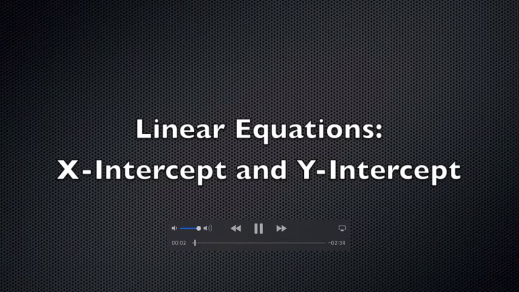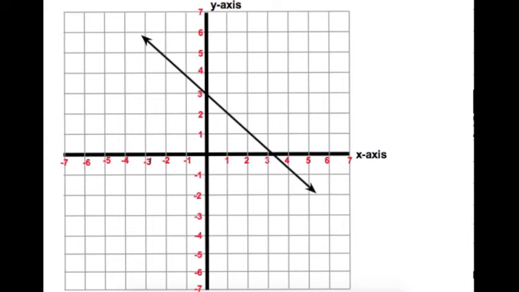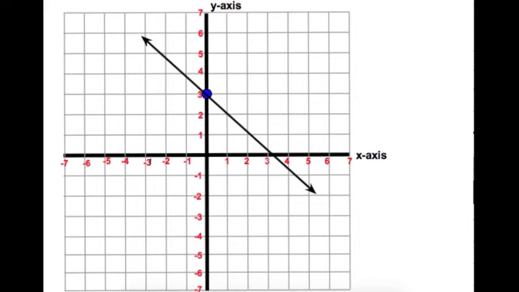In this video tutorial, we'll take a look at the x and y intercepts of linear equations. A linear equation forms a straight line when it is graphed. The majority of linear equations have an x and y intercept. We will take a look at examples that do not have an x-intercept or a y-intercept at the end of this video. The y-intercept is the point at which the line crosses the y-axis.